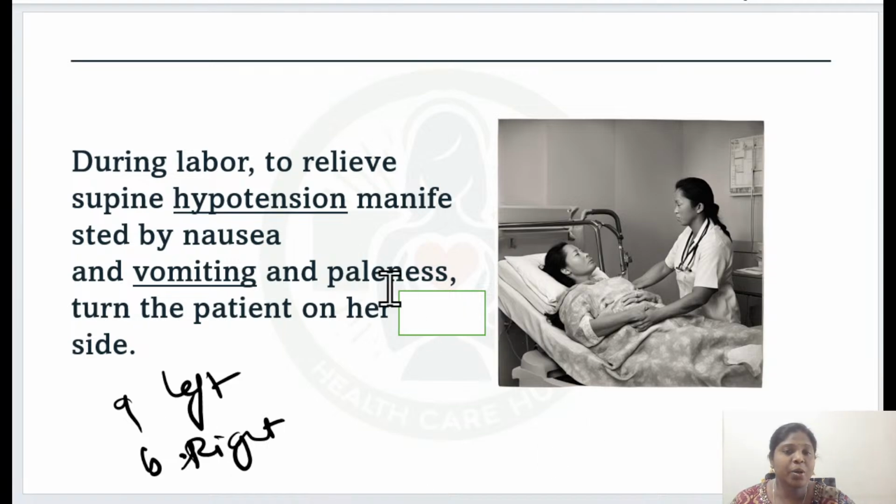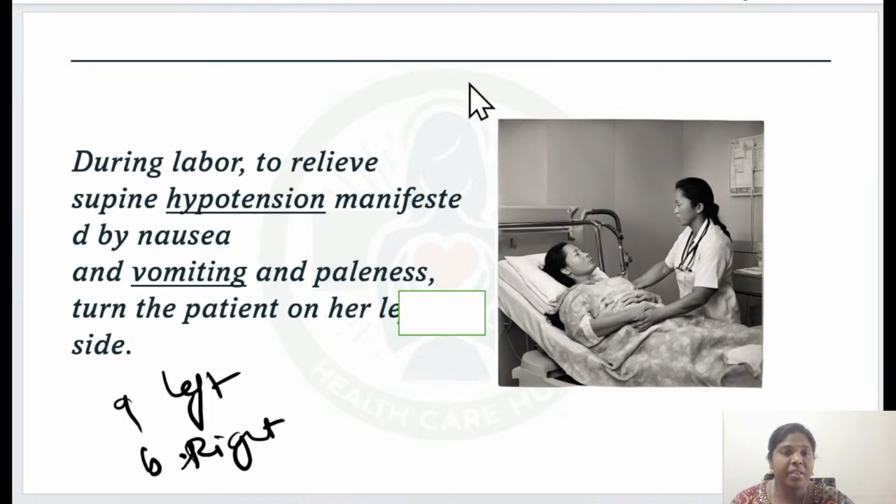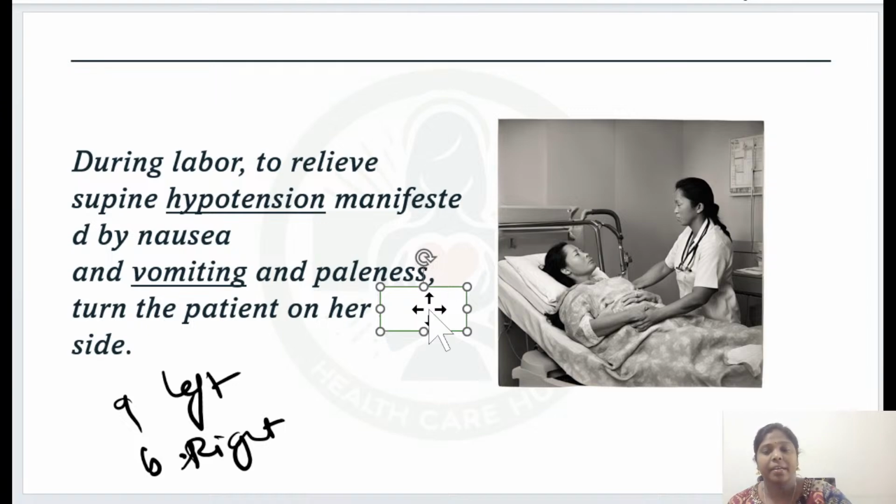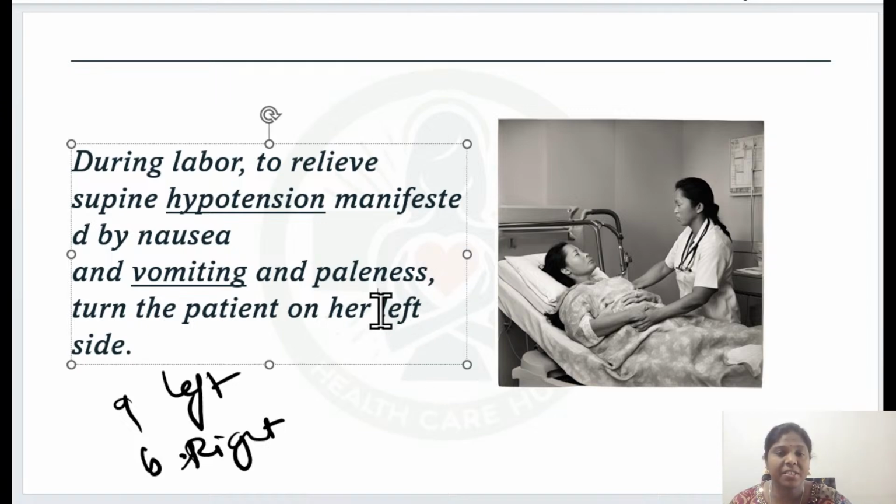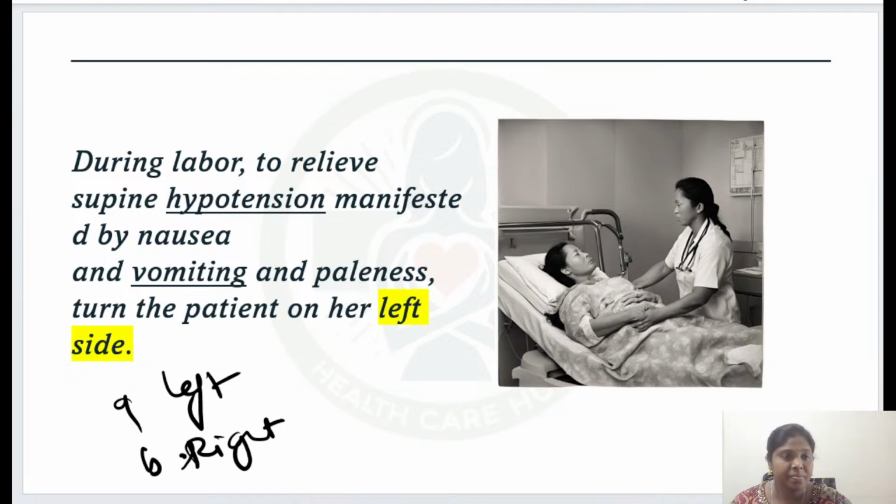Okay. So when the patient has hypotension, we should turn the patient onto the left lateral side. Yes, Vijay Lakshmi. We have to turn our patient to the left side, the left lateral side, to relieve supine hypotension.